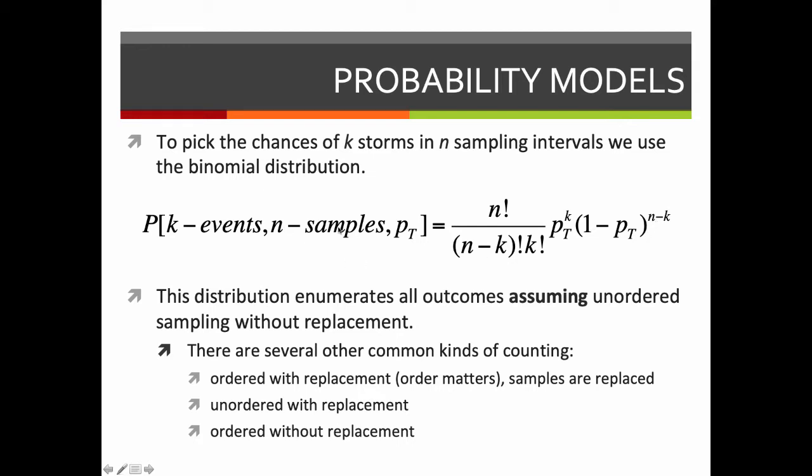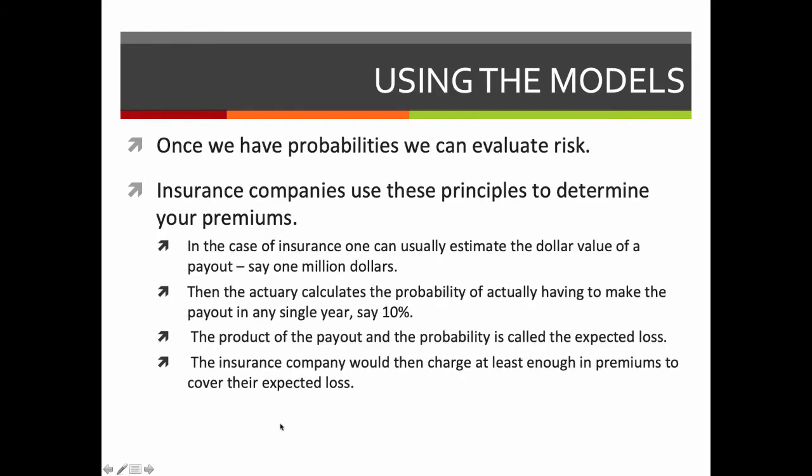Now this particular distribution enumerates all outcomes assuming unordered sampling, so the order of arrival doesn't matter, and without replacement, meaning once a sample has been drawn, it's not put back into the hopper. There's several other kinds of counting. 3 of them are listed here: ordered with replacement, where the order matters. This is somewhat important in the L moment method. And the samples are replaced, unordered with replacement, and ordered without replacement, which I think is how the L moment thing is dealt with. Once we have probabilities, we can evaluate risk.